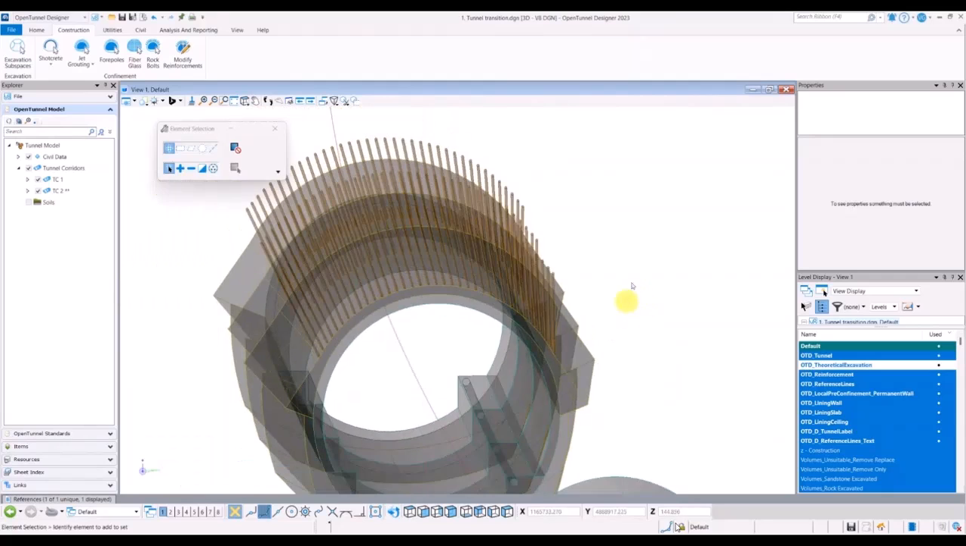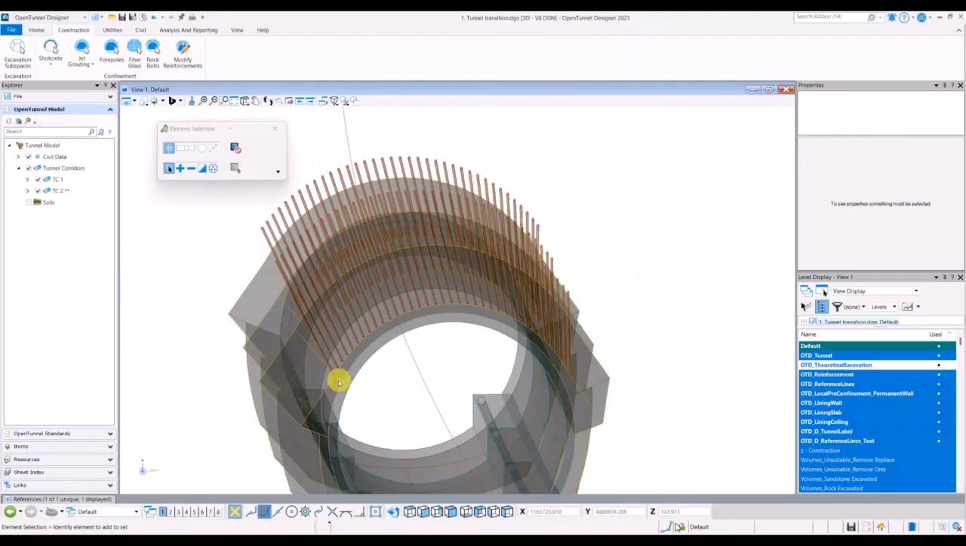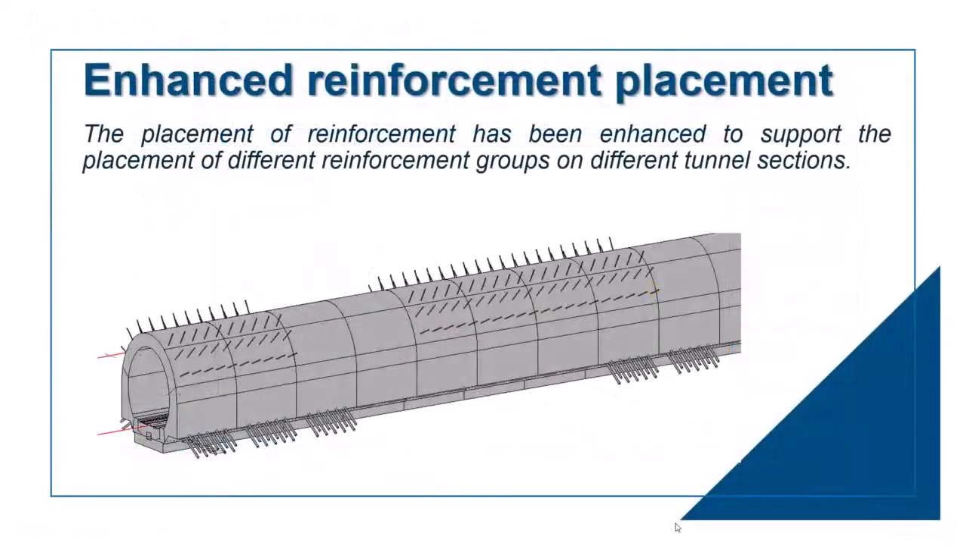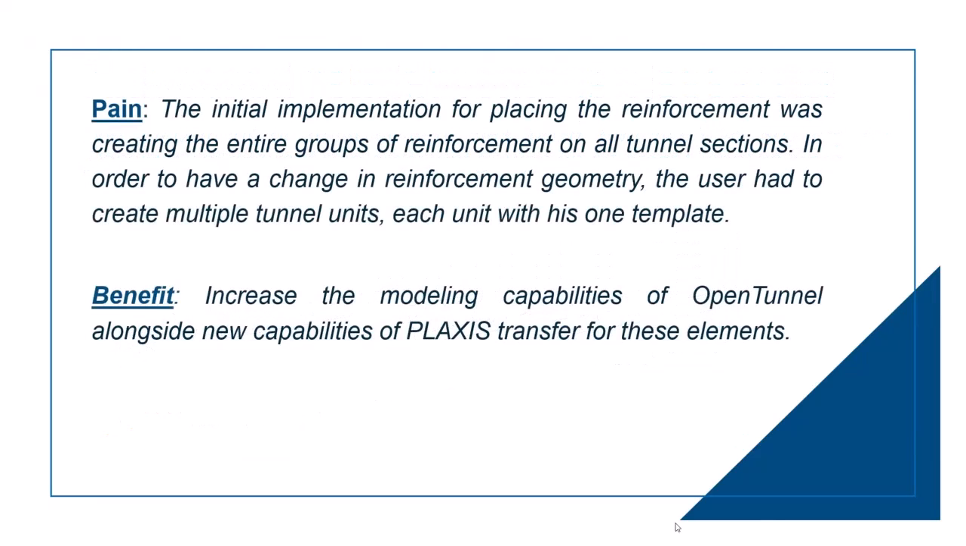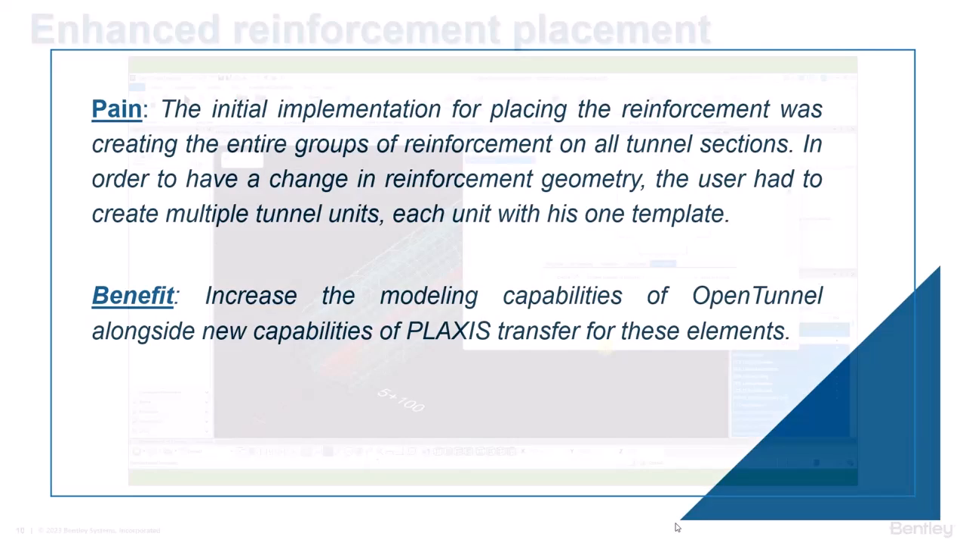So this is one of the major enhancements in this 2023 version. Now also the placement of reinforcement: we now place reinforcement in different groups, in different tunnel sections when they are required. Before it was all across the tunnel. Now you can specify in what sections and what type of reinforcement it is going to be. One more time, all these reinforcements will be transferred to PLAXIS in order to do the geotechnical analysis there.